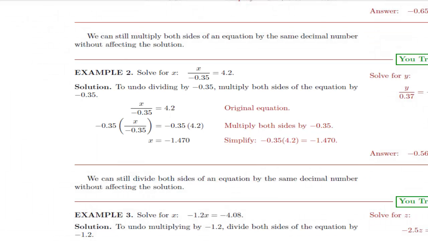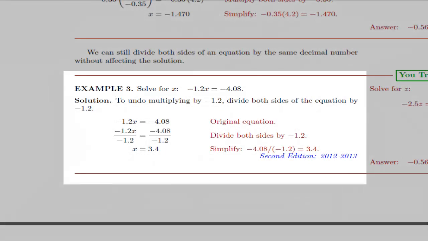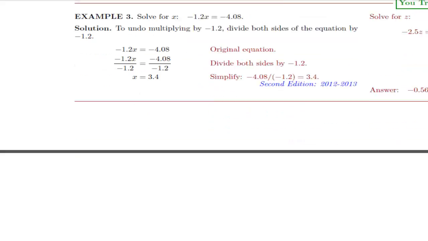We can also divide both sides of an equation by the same decimal number without affecting the solution. Example 3. Solve for x in the equation negative 1.2x equals negative 4.08. Solution: to undo multiplying by negative 1.2, divide both sides of the equation by negative 1.2. On the left, we have negative 1.2 times x divided by negative 1.2, which is x, and on the right, we have negative 4.08 divided by negative 1.2, which is a positive 3.4. Since both are negative, we get a positive result, so x equals positive 3.4.